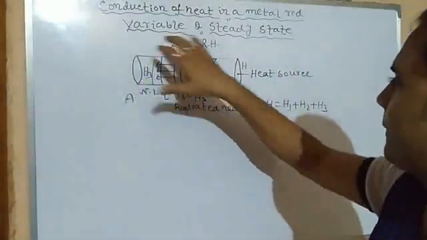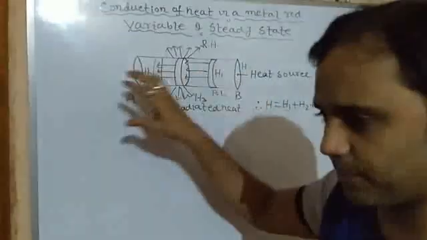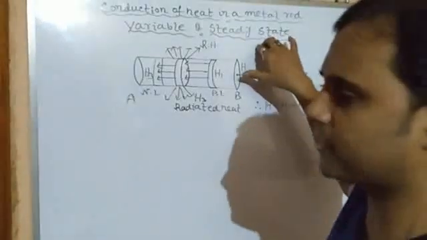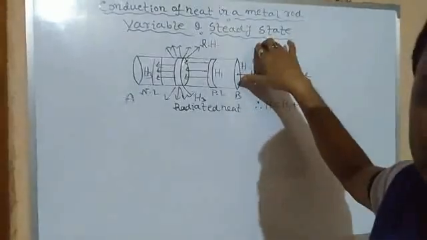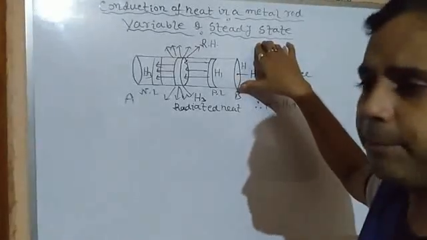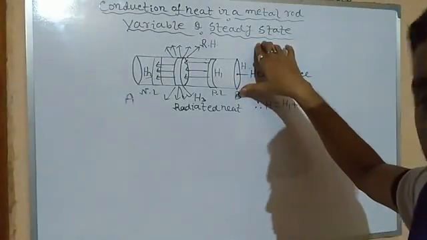So in the variable state, the transfer of heat depends on both the specific heat and the conductivity of the material of the rod, whereas in the steady state, the transfer of heat depends only on the conductivity of the material of the rod or substance, since every succeeding layer stops receiving heat from its previous layer. Okay.